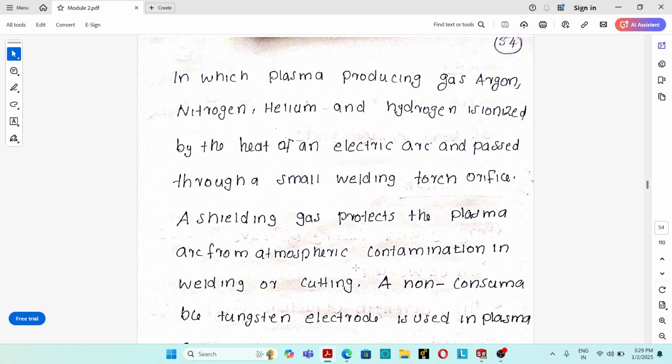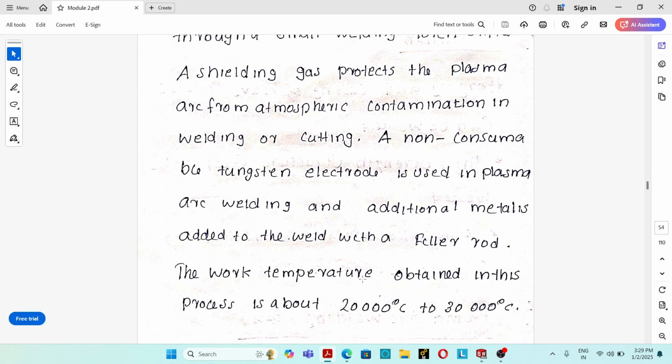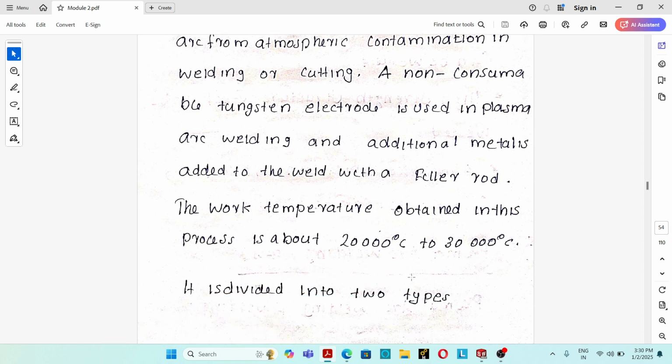The same principle is used for the plasma cutting process also. In this process, a non-consumable tungsten electrode is used. If additional metal is required, filler rods are commonly used to add the additional metal into the molten weld pool. The working temperature obtained in this process is 20,000 degrees Celsius to 30,000 degrees Celsius.